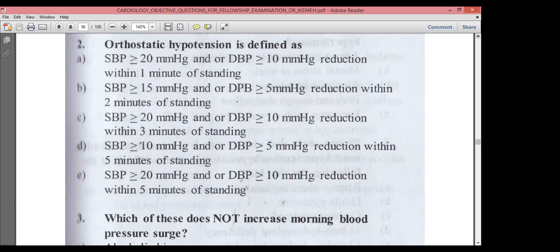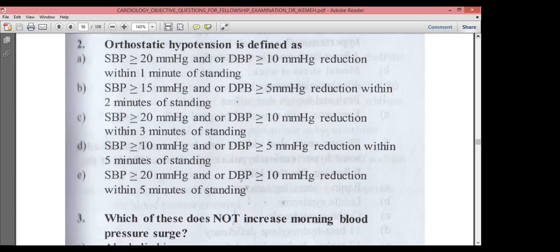The correct definition here of orthostatic hypotension is option C, which is a systolic blood pressure reduction of more than or equal to 20 and diastolic of more than or equal to 10 within 3 minutes. So 20 and 10 within 3 minutes of standing. That's the correct definition for orthostatic hypotension. So number 2 is C.